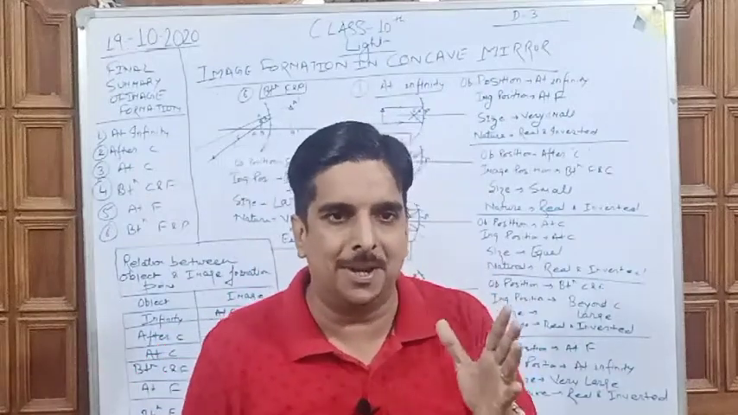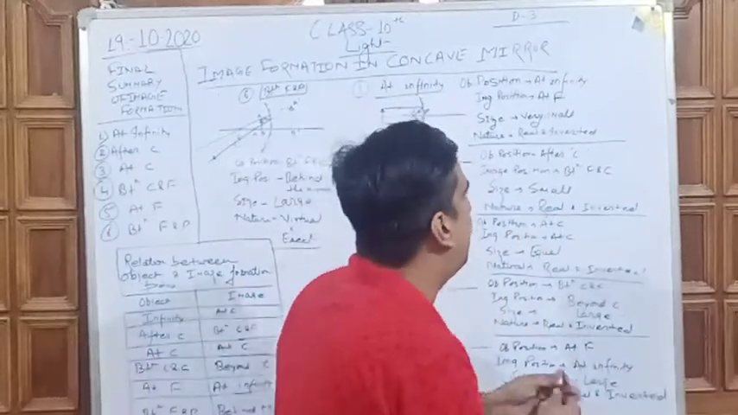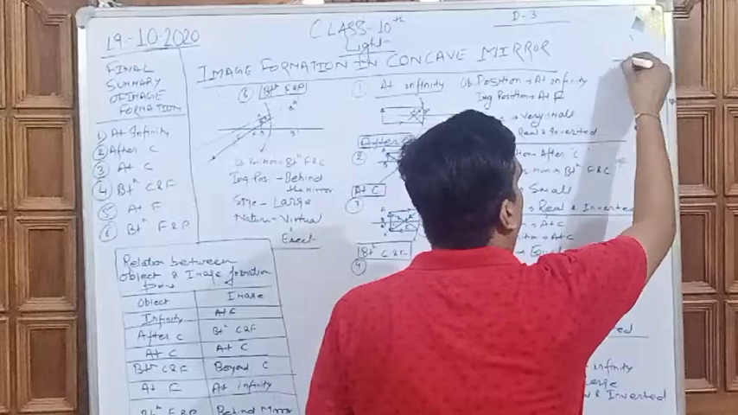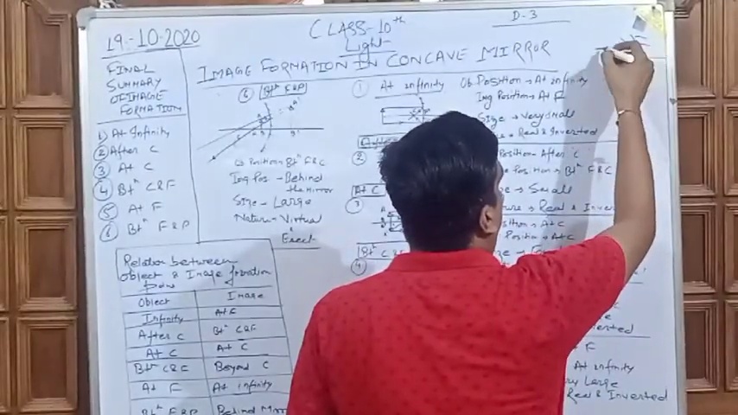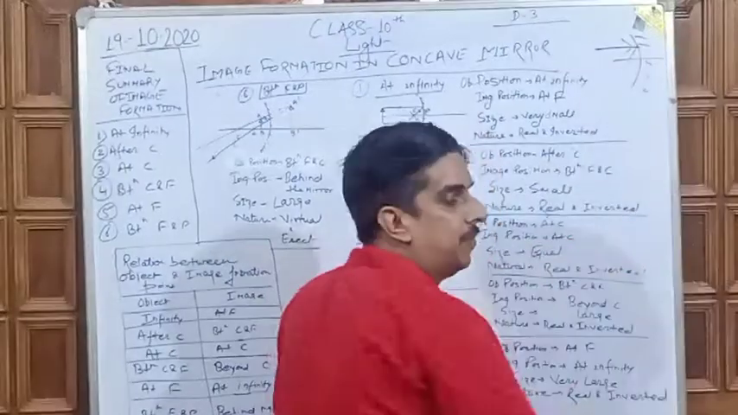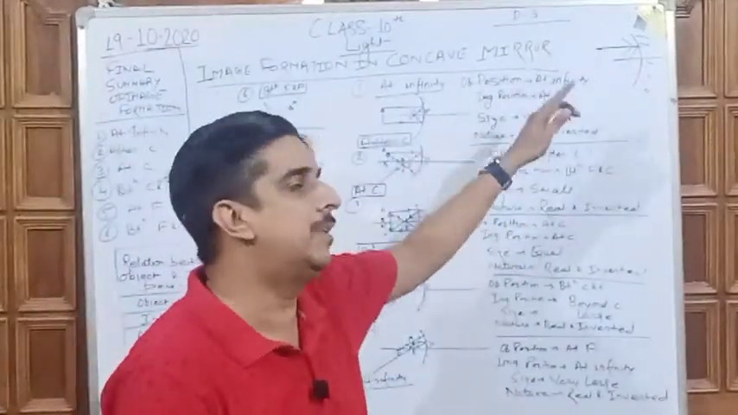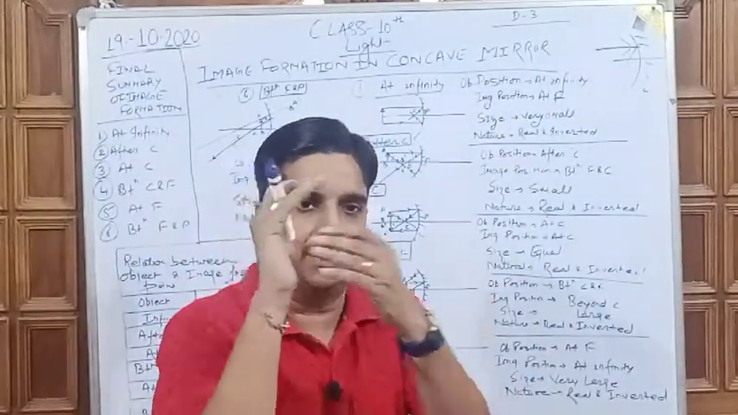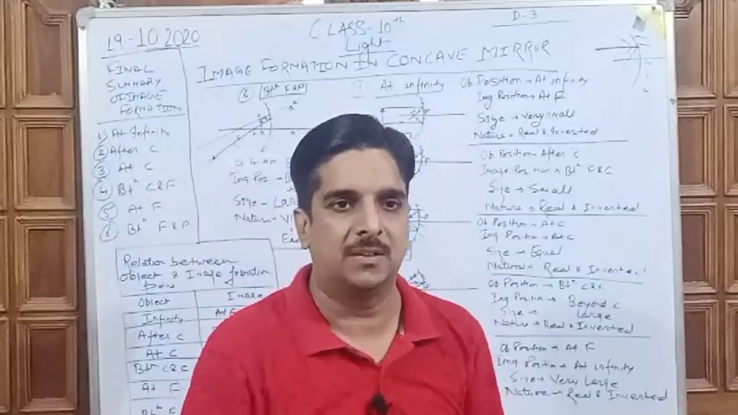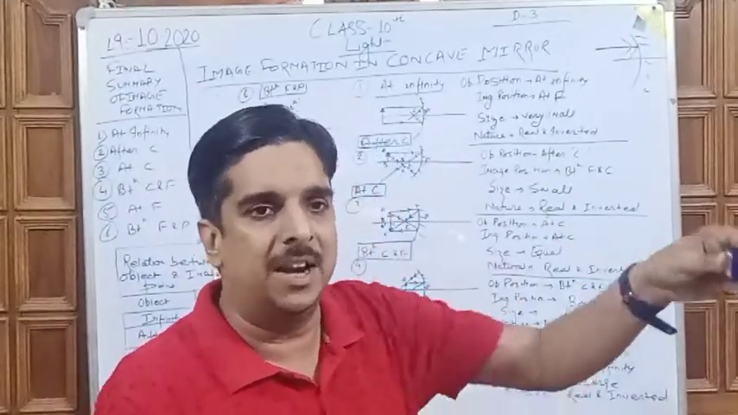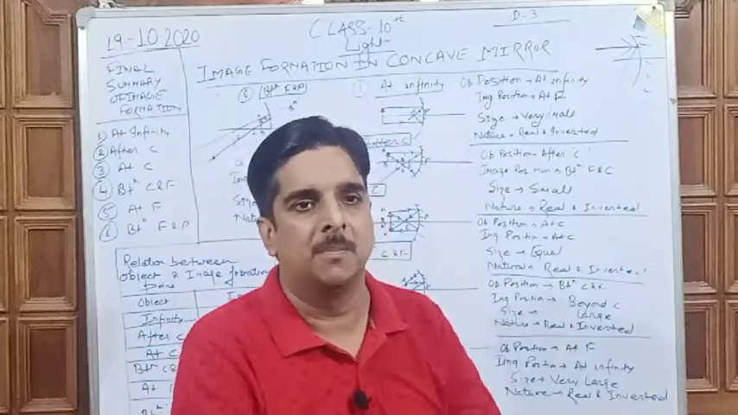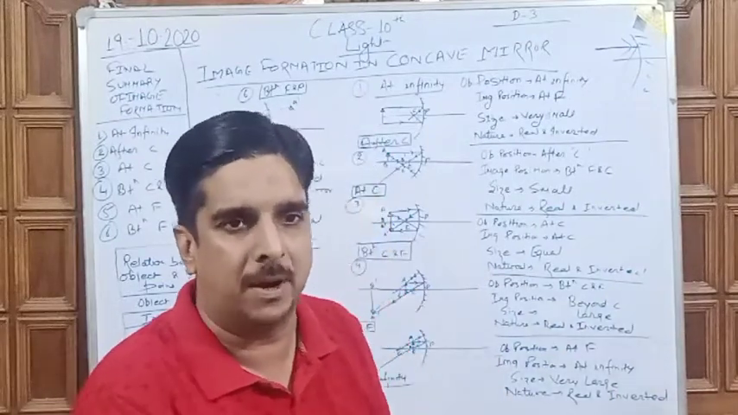The first thing: in a concave mirror, the light will come in front of the curved surface and it will strike on the curved surface, the inner surface, and it will bounce back to the same medium. And these are the things we have to study here.